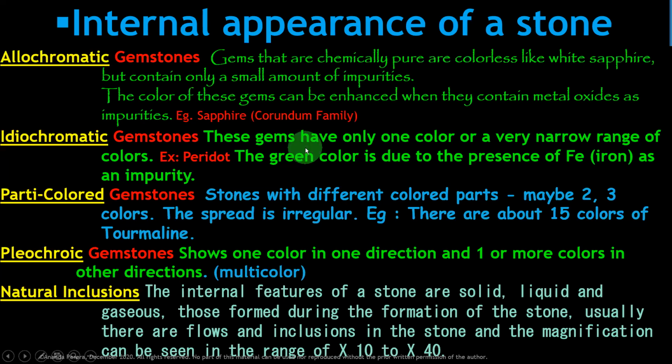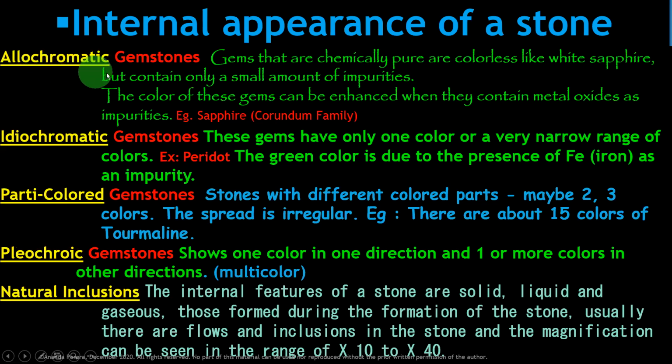Then, what are the internal appearances in a gemstone? There are 5: allochromatic, idiochromatic, particolored, pleochroic, and natural inclusion. These are the 5 things we have to understand when we do gem business.